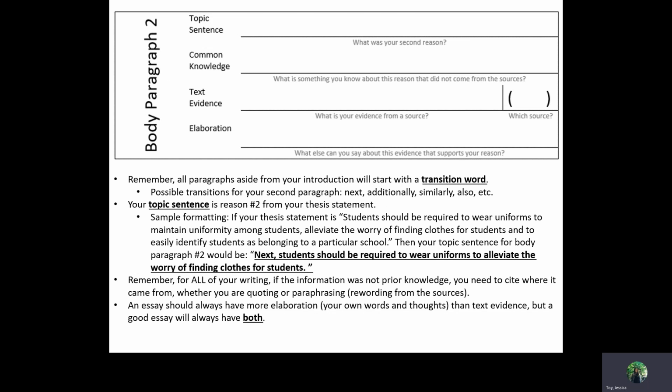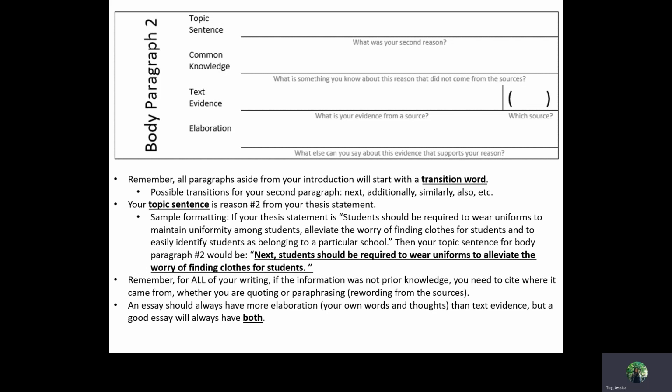Moving on to body paragraph number 2. So again, all paragraphs aside from your introduction will start with a transition word. Do you want to use first as a transition word for your second body paragraph? No. So possible transitions for your second paragraph could be next, additionally, similarly, also, etc.